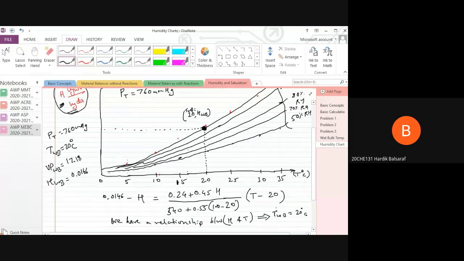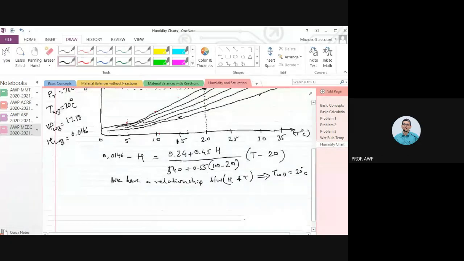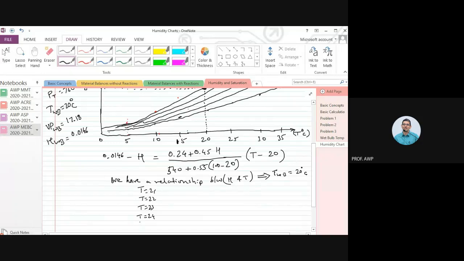Yes, sir. So take different values of temperature. Let's say temperature we take as 21, 22, 23, 24. Hypothetically, just do this hypothetically. Temperature equal to 25. Use this equation and calculate H. Use this equation corresponding to temperature of 22 degrees centigrade and calculate H. Use this relationship at temperature 23 and calculate H. How will it look like?